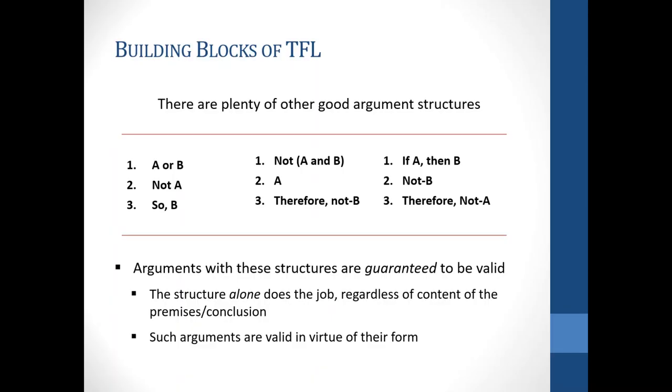It's worth noting there are plenty of other good argument structures. We'll talk more about these as we go, but I just thought I would flag them up. For example, we might have something like this. We have A or B. We know it's not A, so it must be B. I know he ran down the alleyway or up the fire escape. The fire escape's broken, so he couldn't have gone that way. He must have gone down the alley.